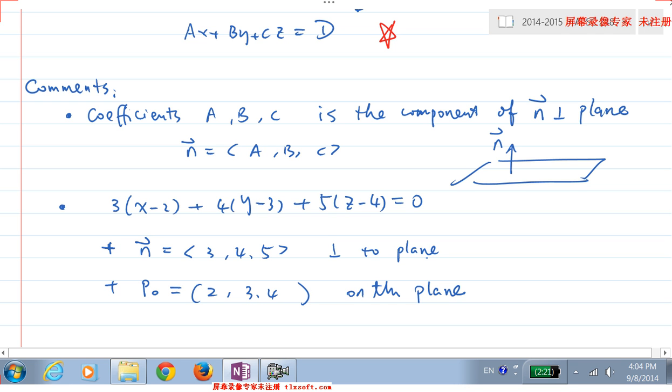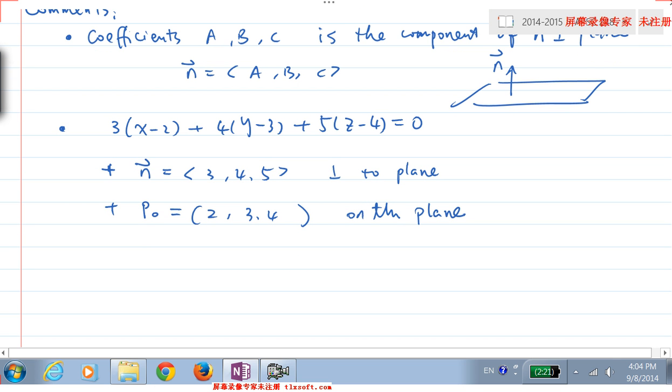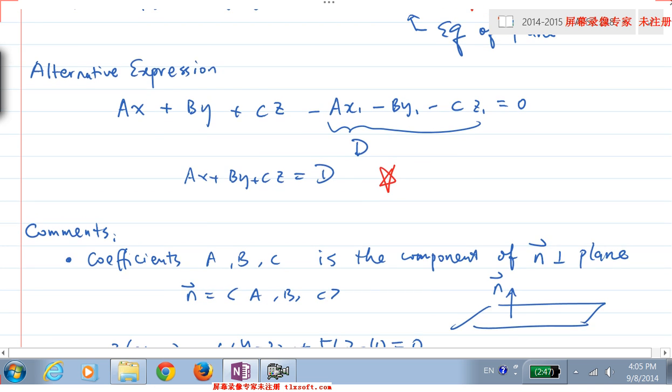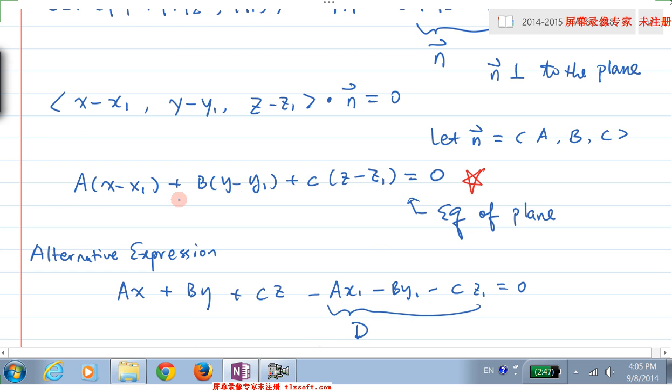On the other hand, if the question gives you certain information and asks you to find a plane equation, then you only need two pieces of information to construct it. What are the two? One is you need a point on the plane. And the second, you need a vector perpendicular to the plane. If you can find these two, all you need to do is put them into this format. That's the plane equation you're looking for.